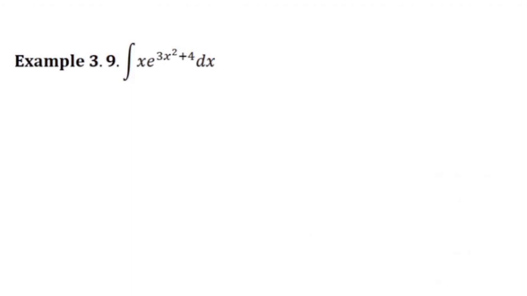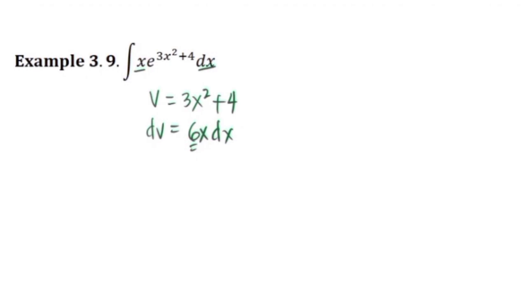Example 3.9, we have the integral of x multiplied by e raised to 3x squared plus 4 dx. So we let our v equal to the exponent 3x squared plus 4. So taking the derivative of v, we have dv is equal to 6x dx. So makikita natin dito that we already have x and dx. So kulang na lang tayo ng 6.